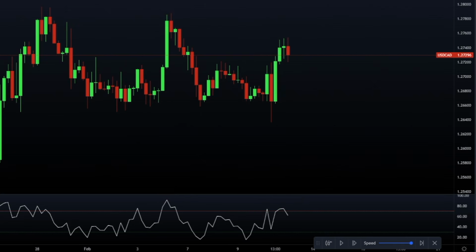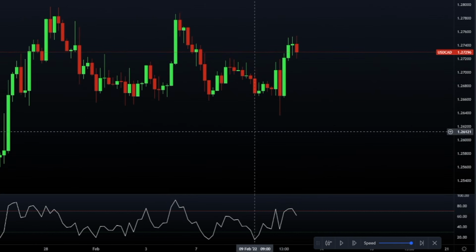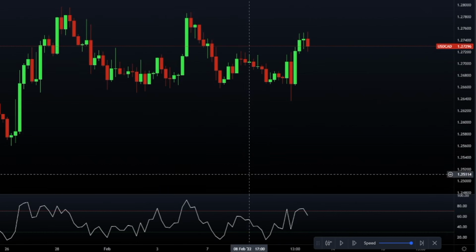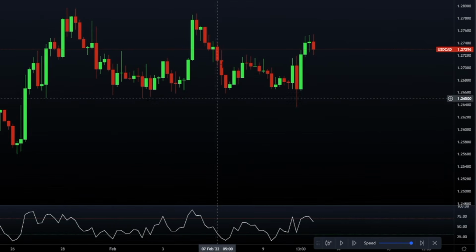That's just one example of our first indicator, which is the relative strength index, which is available on most charting platforms, things like MetaTrader, NinjaTrader, and TradingView, and actually almost all charting platforms have the ability to take a look at the RSI.